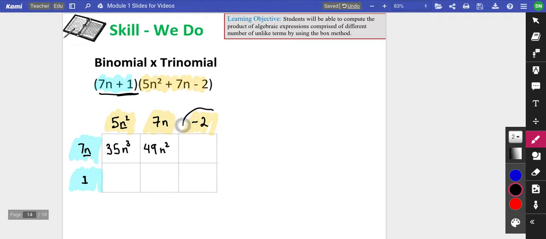And last but not least, we do the negative 2 times the 7n. Negative 2 times 7 is negative 14. The negative 2 does not have an n. The 7 does. We just bring it over.